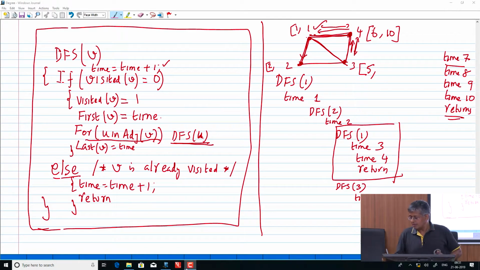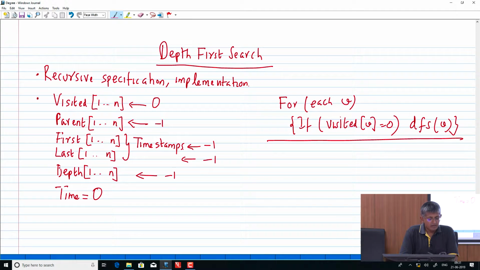But if you recall, I'm interested in five different arrays. Right? Each of them stores some information about the exploration, and you can use all this information to solve other specific problems. Right? Other problems. Right? And having captured first, last, and visited, I claim that parent and depth I can infer. Right? But that will make my presentation much longer.